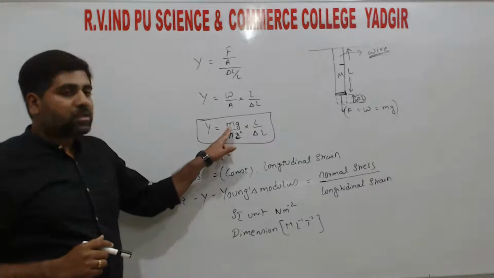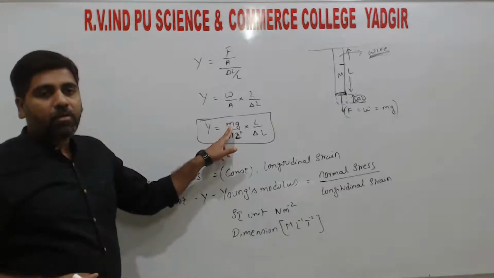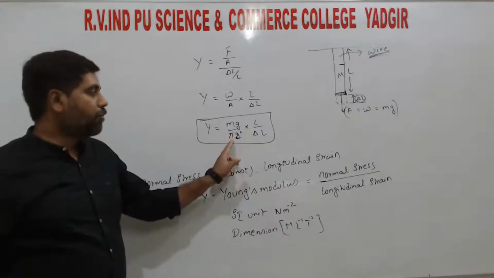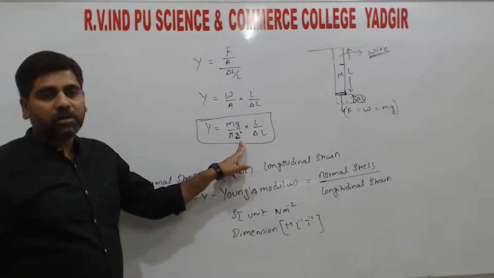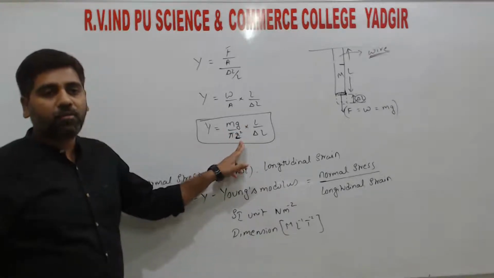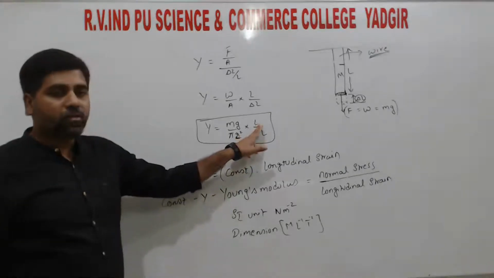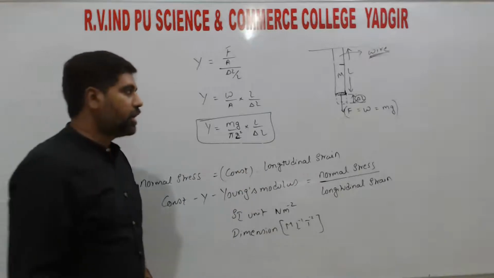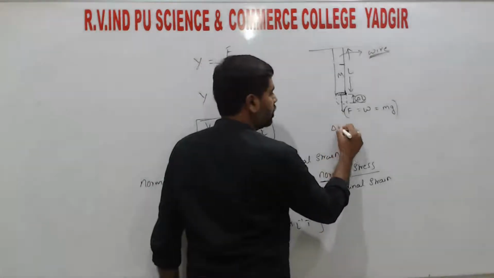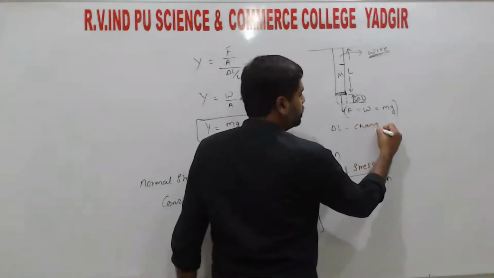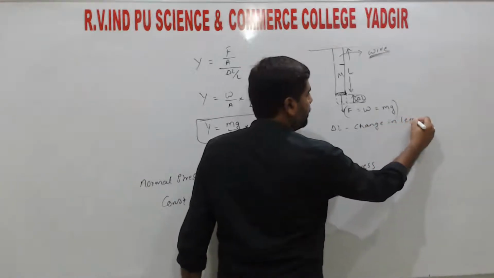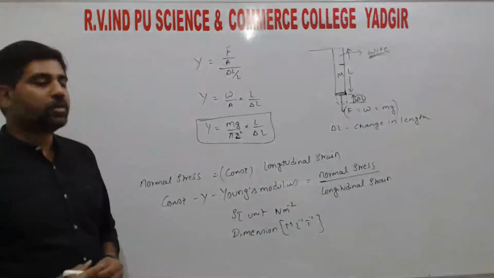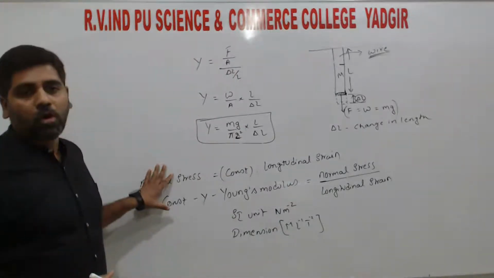Here m is the mass of the wire or mass of the material, g is the acceleration due to gravity, and pi r squared is the area of the rod or area of the wire, right? L is the original length, and delta L is the change in length, right? So this is about Young's modulus.